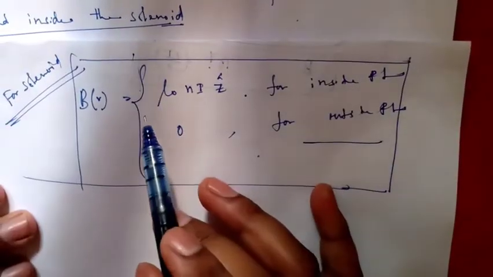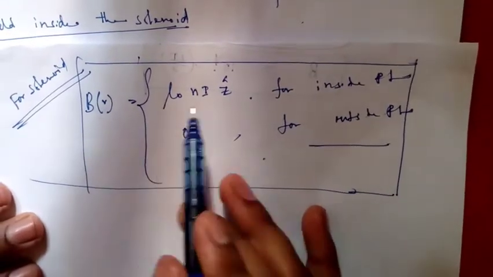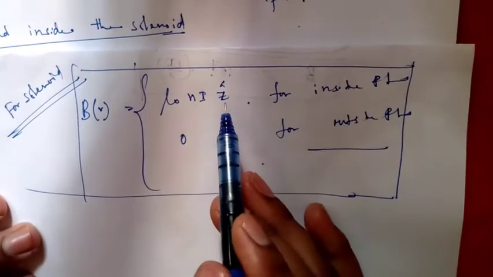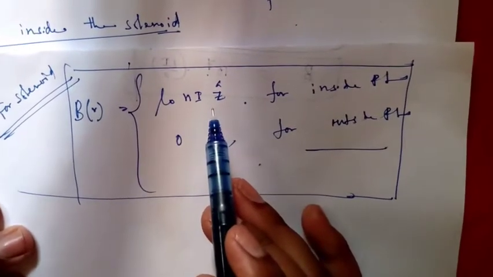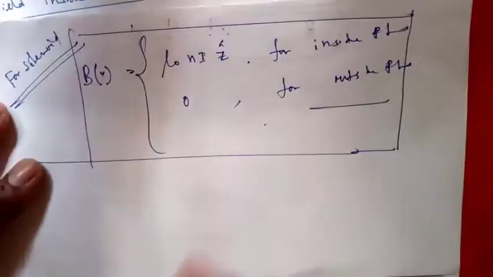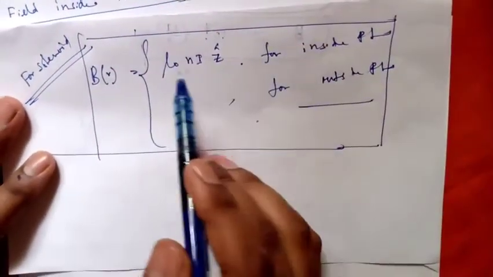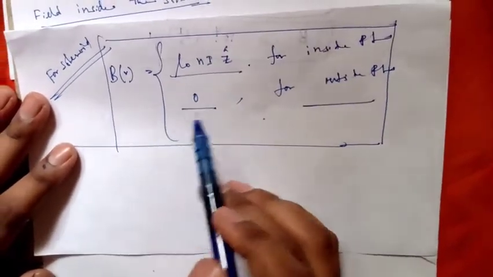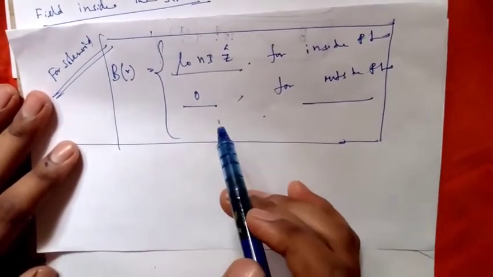That is, the magnetic field profile of a solenoid in brief is this. For the inside case, B vector equal to mu 0 n I z cap. If I choose the axis of the solenoid along z cap, the magnetic field is the axial field. In summary, magnetic field at the inside point is this, and at the outside point is 0. Here we neglect the end effect.